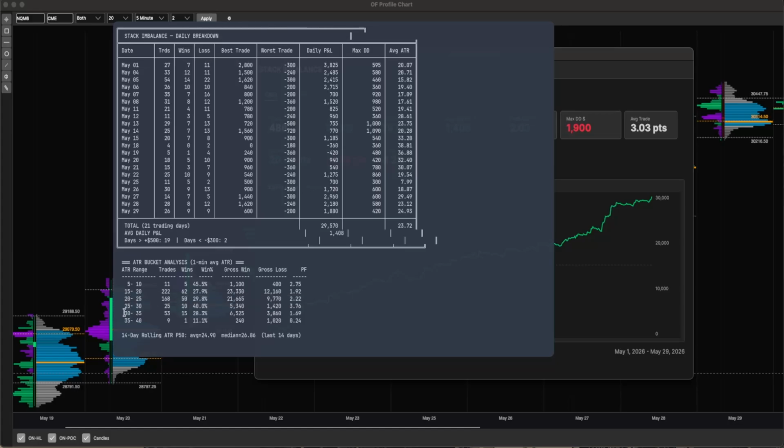But look at this. 30 to 35 ATR range, 53 trades, profit factor of 1.6. It's starting to degrade as you go past a 30 ATR. Now look at this. 35 to 40 ATR, you've got 9 trades. Wins, you have 1. Win percent, 11. Gross win, 240. Gross loss, 1,000. And a profit factor of 0.2. That is a losing situation right there.